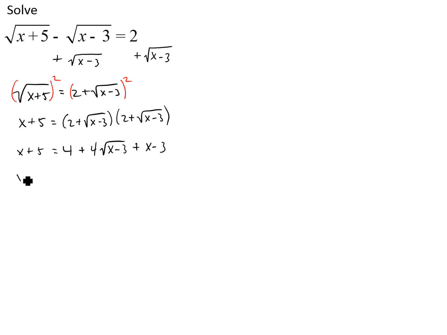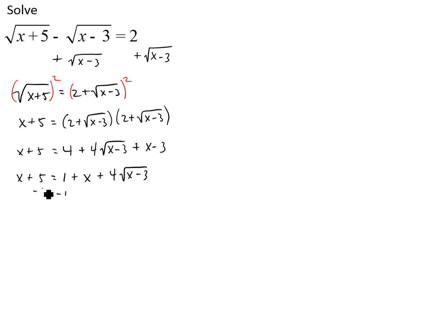So we've got some like terms over there on the right. 4 minus 3 would be 1. Go ahead and move that x over here in front of the radical. Now you'll notice we still have a square root, but we're down to just 1 instead of 2. So we're going to get this square root by itself and square both sides again.